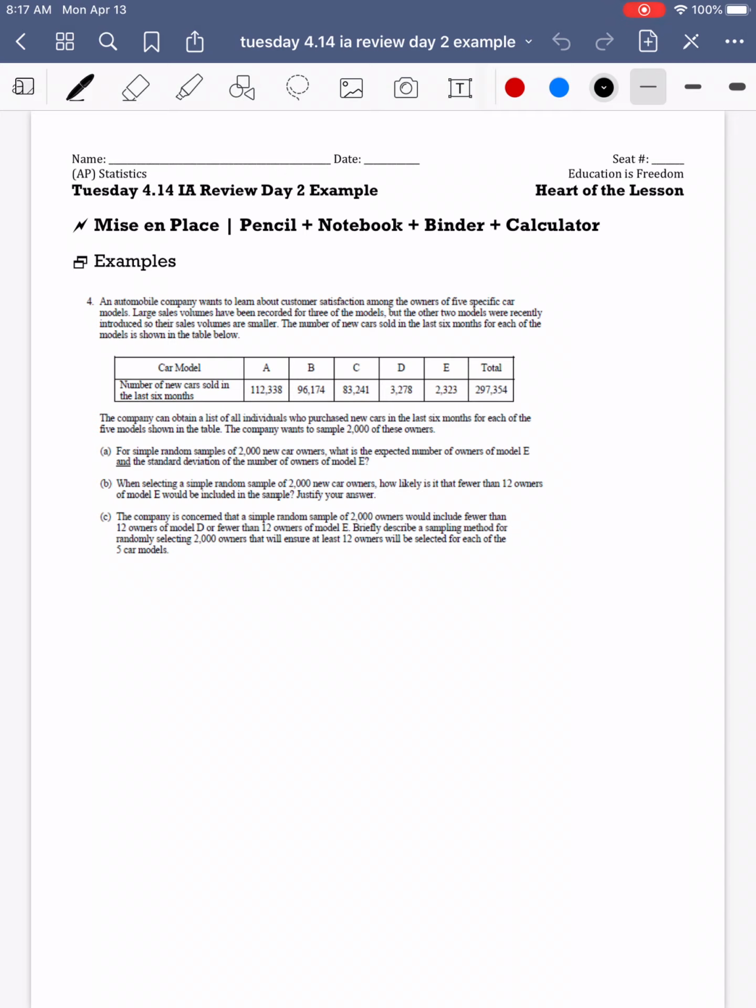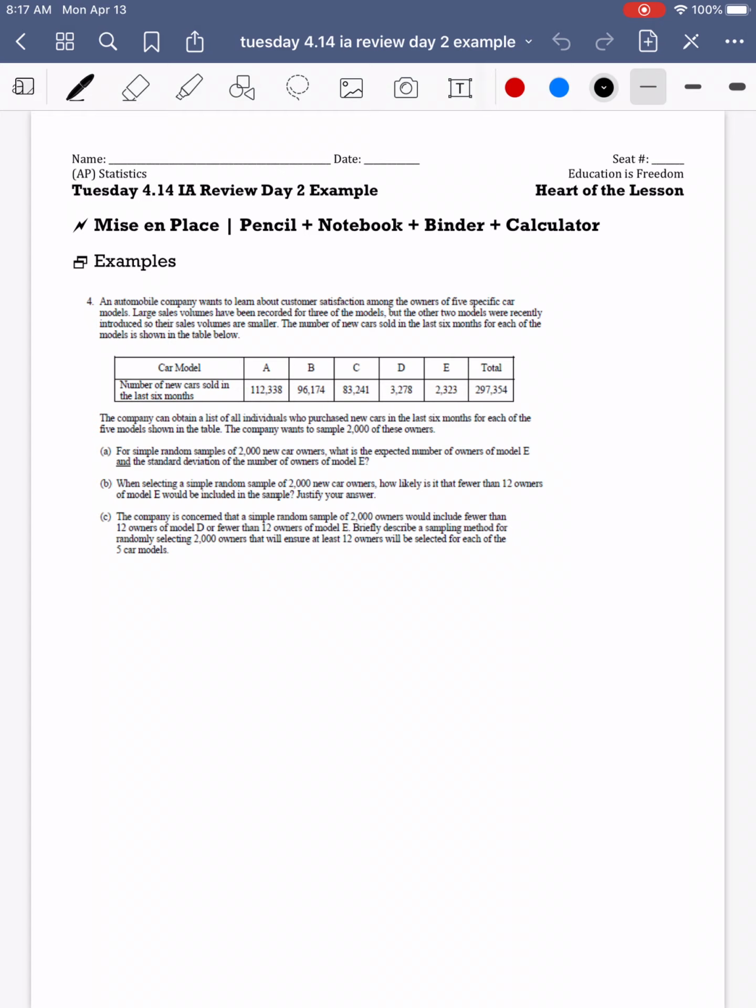So looking at this table here, I have a number for each car model, A through E, and then it gives me the total number of cars sold. It says the company can obtain a list of all individuals who purchased new cars in the last 6 months for each of the 5 models shown in the table. The company wants to sample 2,000 of these owners. So for part A, for a simple random sample of 2,000 new car owners, what is the expected number of owners of Model E and the standard deviation of the number of owners of Model E?